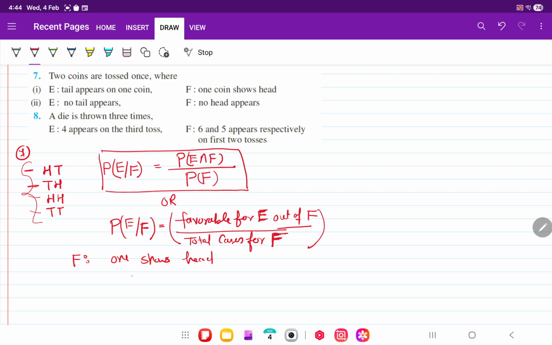F says one shows head. That's what they are saying. So which one is favorable? One shows head is maybe head tail or tail head. Only these two are favorable, correct? So two are the total possible cases.